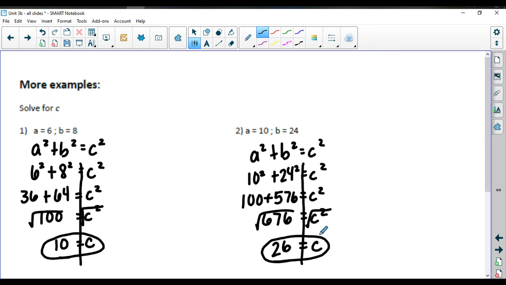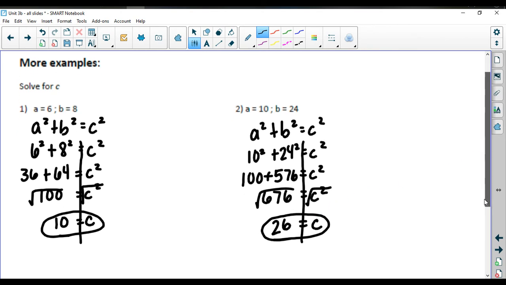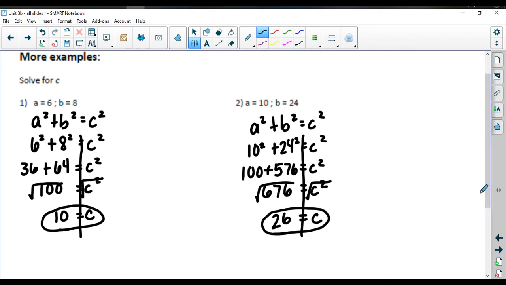So you'll notice on all of these examples so far that all of our numbers worked out to be perfect whole numbers. So you can actually have decimals with these because anytime you take a square root of a non-perfect square, you're going to end up with a decimal answer.